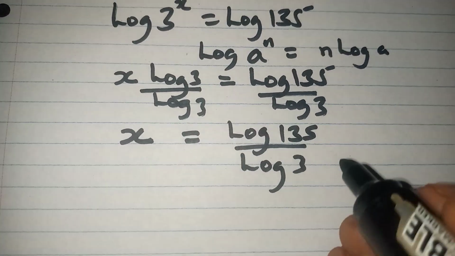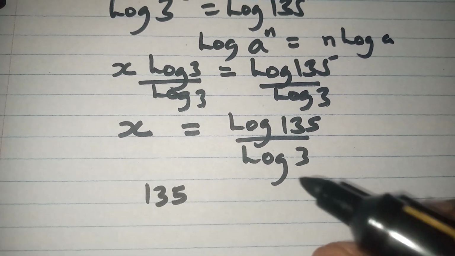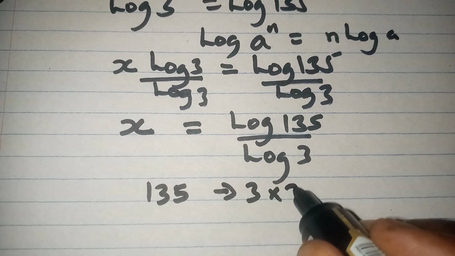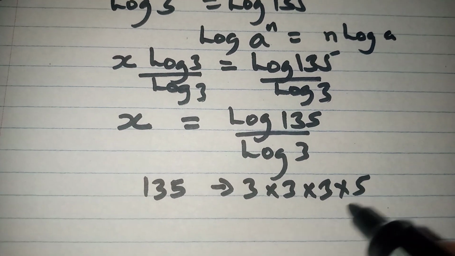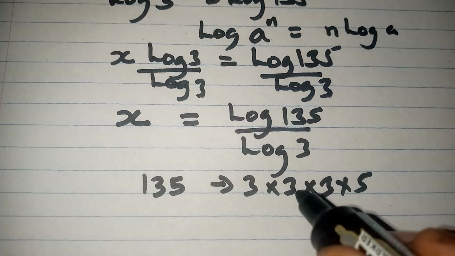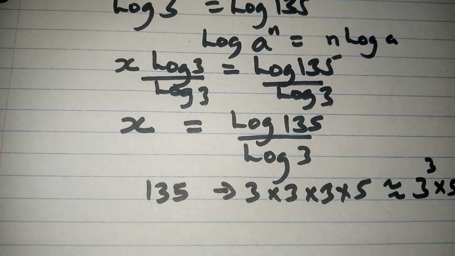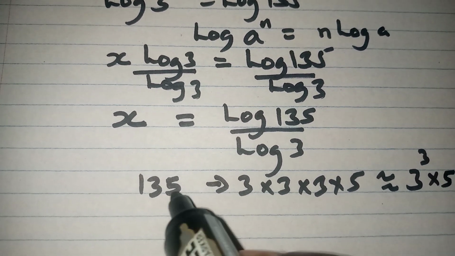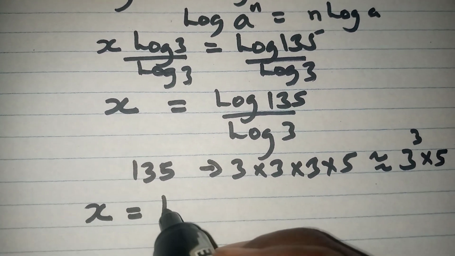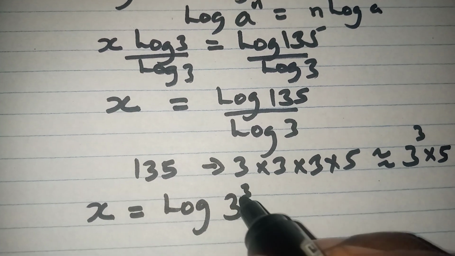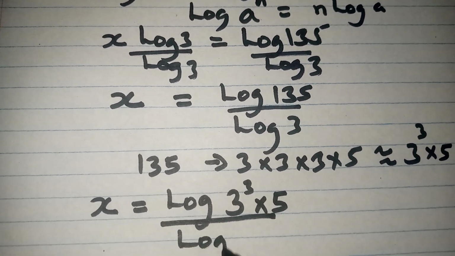At this particular point, I'm going to find the factors of 135. Of course, that is 3 multiplied by 3 multiplied by 3 multiplied by 5. So this gives me the factors of 135, which can be written as 3 raised to 3 multiplied by 5. So where there is 135, I'm going to write 3 raised to 3 multiplied by 5. So now x becomes the log of 3 raised to 3 multiplied by 5, divided by the log of 3.